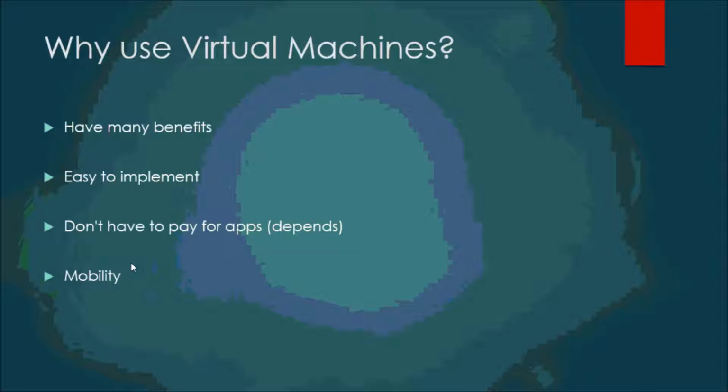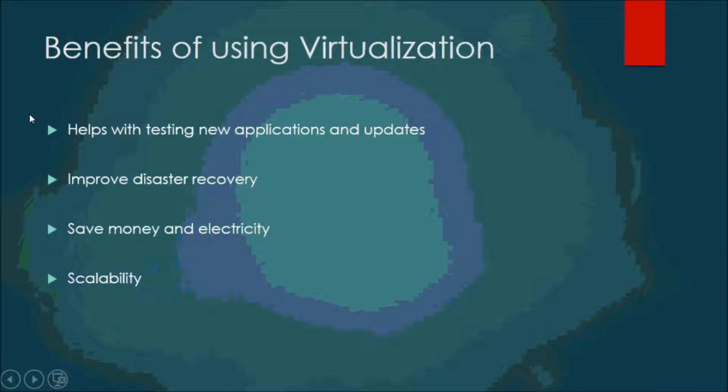That's a very big advantage. Again, benefits of using virtualization. It helps with testing new applications and updates. Again, we know that most of the time, not most of the time, but it happens, updates can cause some problems. So before you download updates on your important servers, let's say on your file server or on your web server, you can install the update on your test server, on your test virtual machine, and then you can perform a few actions and make sure that everything works correctly.